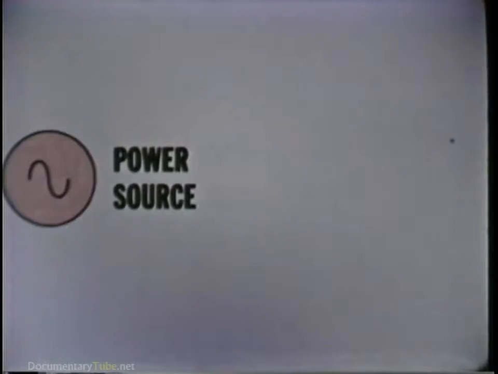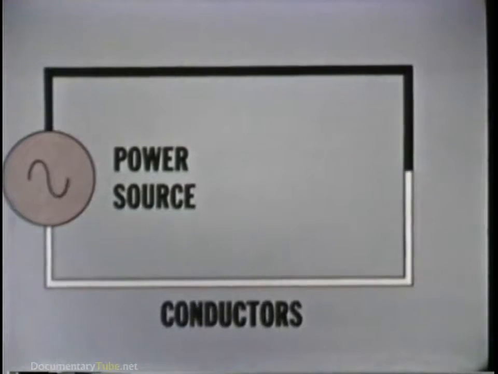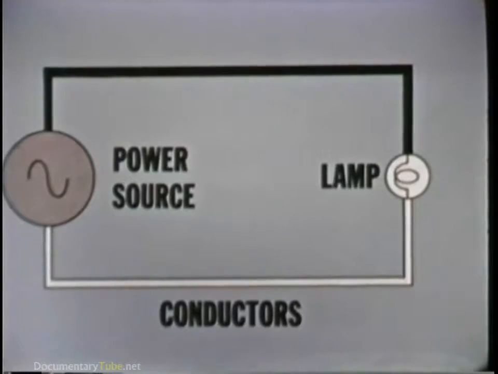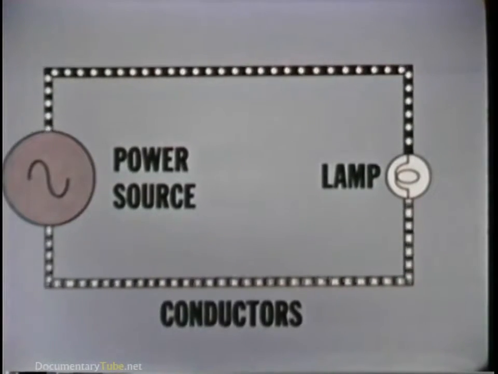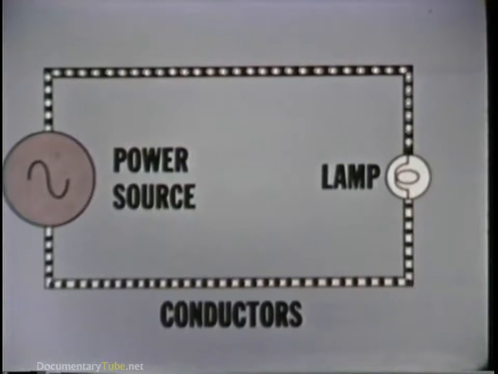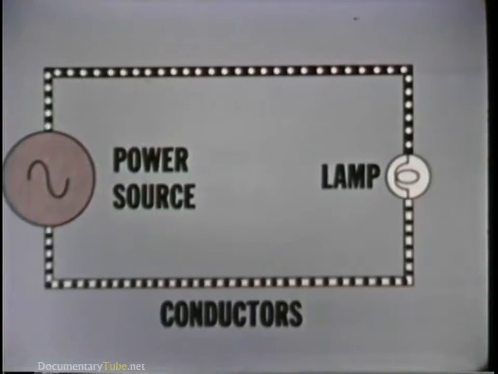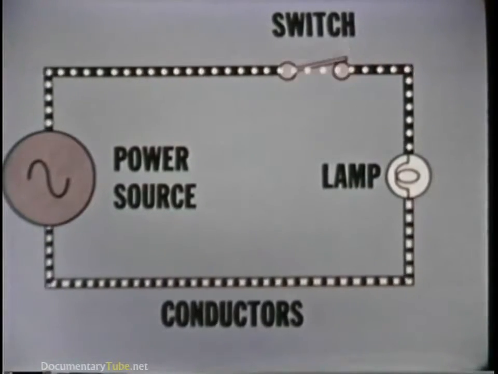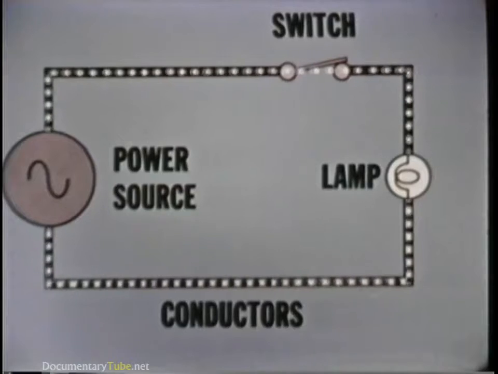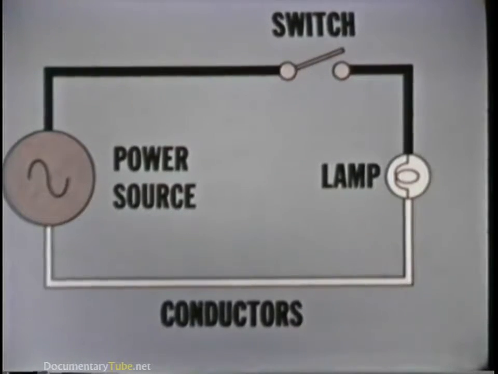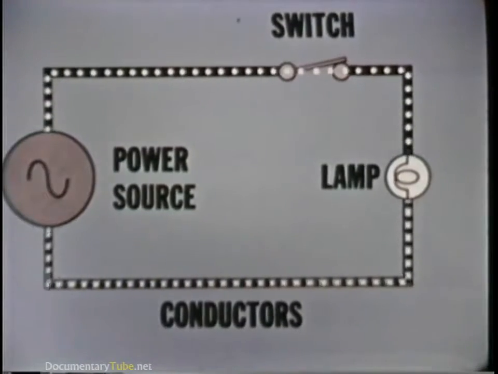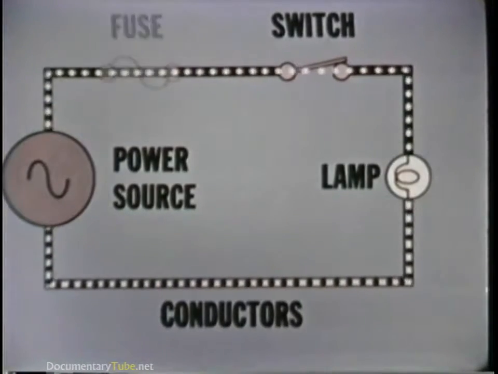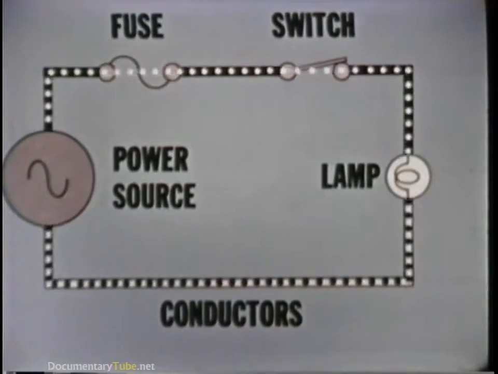An electric circuit exists when the source of power is attached through a pair of conductors to an electrical device, such as a lamp. Current flows from the power source through the conductors to the electrical device. To provide a measure of control, a switch is normally added to turn the circuit off and on. To protect the circuit from damage in the event of trouble, a fuse or circuit breaker is added to the circuit.